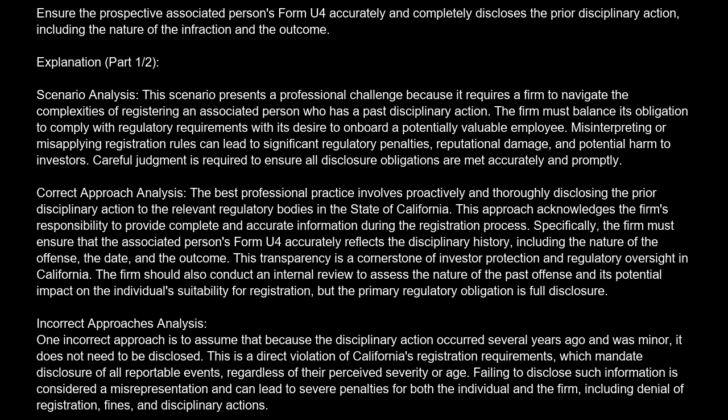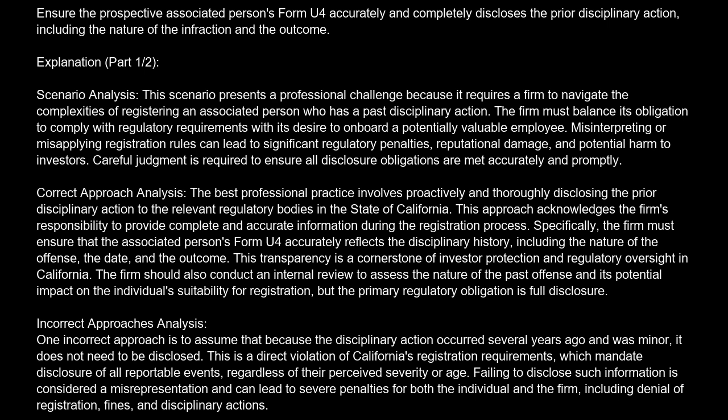The firm must balance its obligation to comply with regulatory requirements with its desire to onboard a potentially valuable employee. Misinterpreting or misapplying registration rules can lead to significant regulatory penalties, reputational damage, and potential harm to investors. Careful judgment is required to ensure all disclosure obligations are met accurately and promptly.